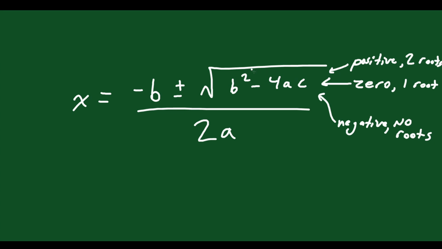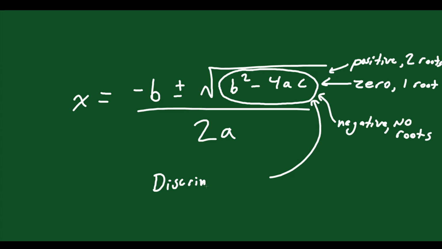Okay? So this little part of the quadratic equation, based on whether that is positive, negative, or 0, you can figure out how many roots your function has. This here is called the discriminant. The discriminant is what you can use to determine how many roots a function has.